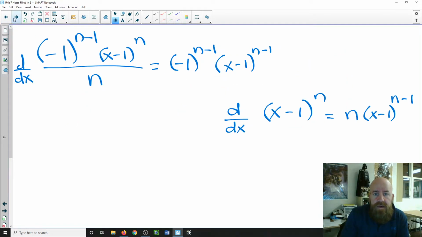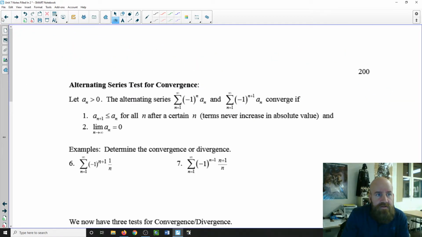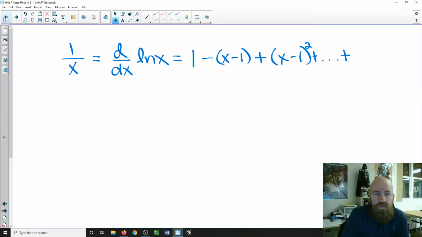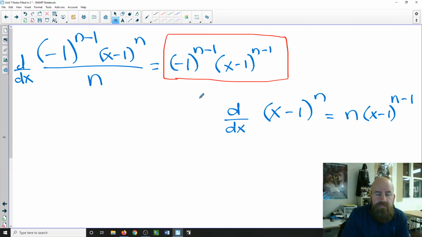All right, so then we're looking at, for the derivative, let's see. So the power series for 1 over x, that would be this one. That was the first couple terms. And then the derivative of that would be right here. So make sure we write that down. Okay, so that's your rule.